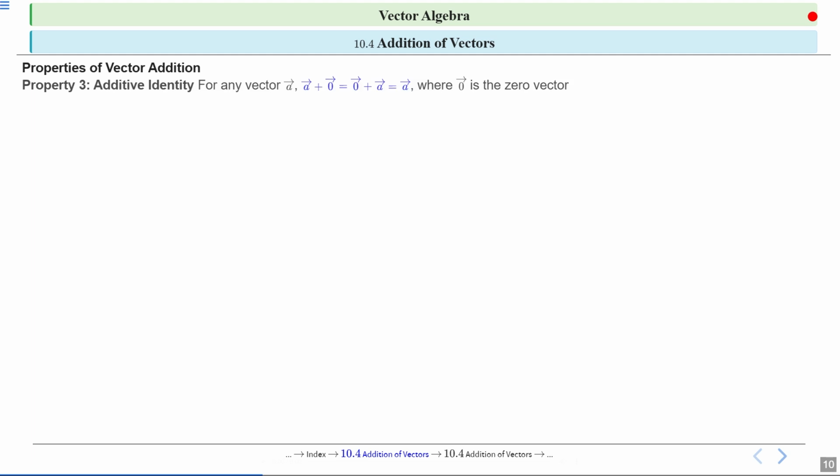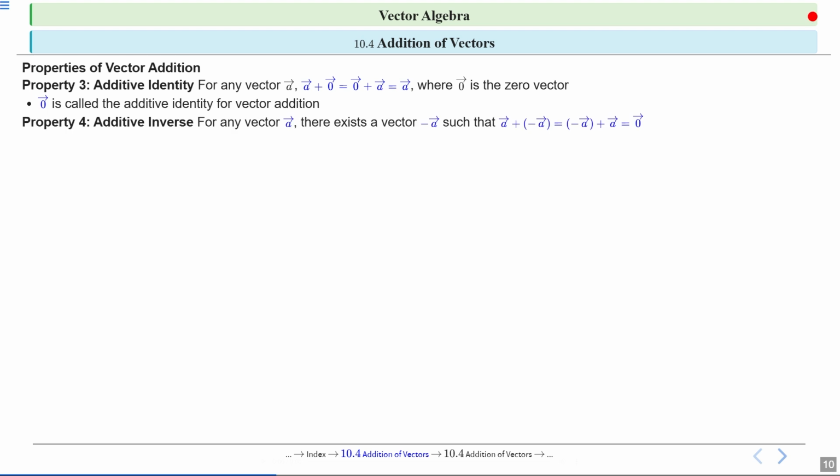So next one, property 3, additive identity. For any vector a vector, a vector plus 0 vector will be equal to 0 vector plus a vector, and it will be equal to a vector, where 0 vector is the zero vector. The zero vector is called the additive identity for vector addition, right?